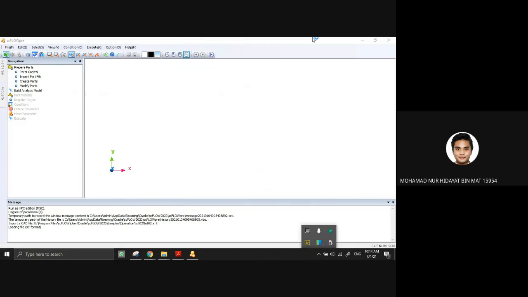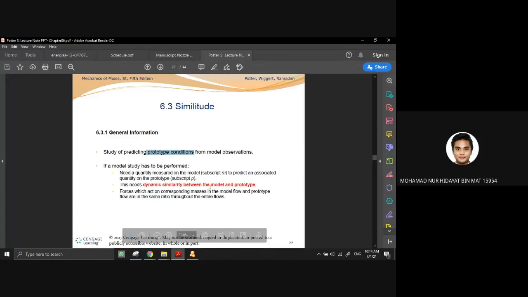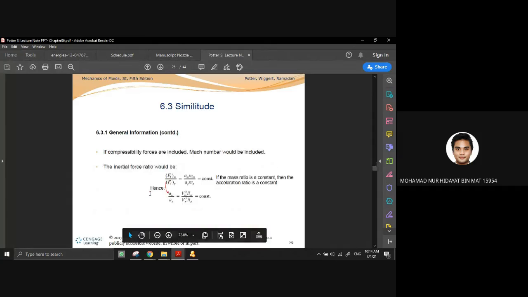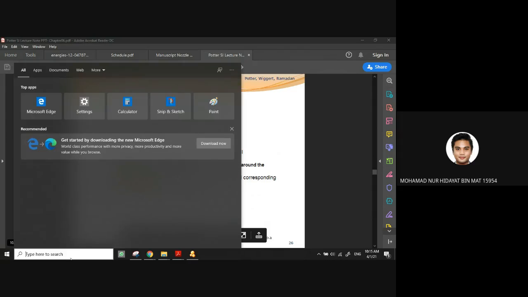Okay, this is a very huge file. So in order to make sure your model and your prototype have the same similitude, first, you have to make sure of geometric similarity. For example, the length ratio is constant between all corresponding points. Example like this here.